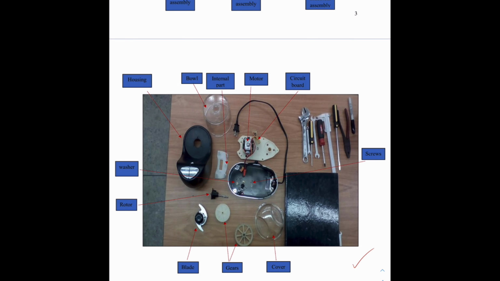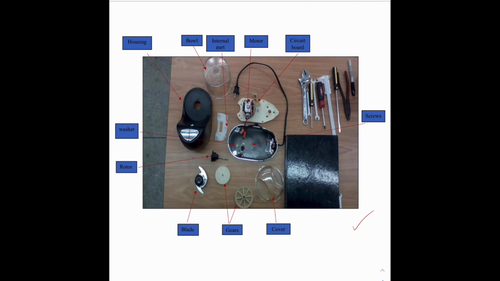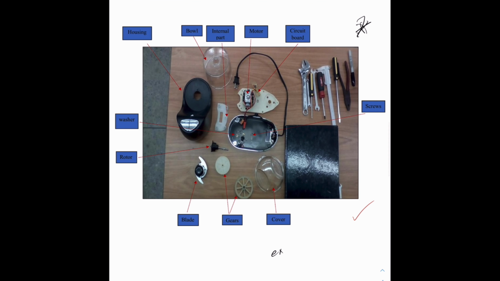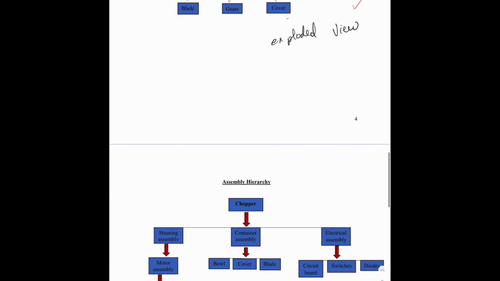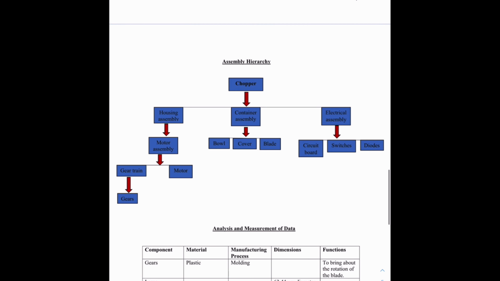So this here is the photo that I'm talking about. You stop the video at a point where you could see as many of the items as possible disassembled, and then you make a screenshot from it, and then you label each one in an exploded diagram. So that is what this is here, right? This is an exploded view. And then you make sure you label all the components. All right, this is an example of the assembly hierarchy for the food chopper. Similar to what we went through, they had different assemblies and then the breakdown of the different assemblies.